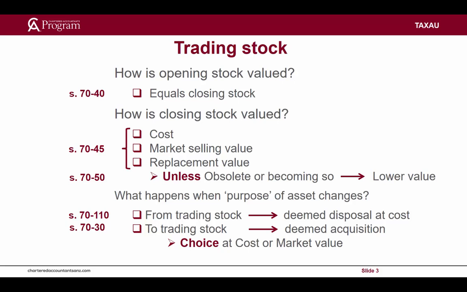When an asset changes from a depreciable asset or a capital asset to trading stock, there is a deemed acquisition of the trading stock under section 70-30. The taxpayer now has a choice whether the deemed acquisition is at cost or market value. However, whatever choice they make also applies to the deemed disposal of the depreciable asset or capital asset. The consequences of the deemed disposal are covered later in your studies.